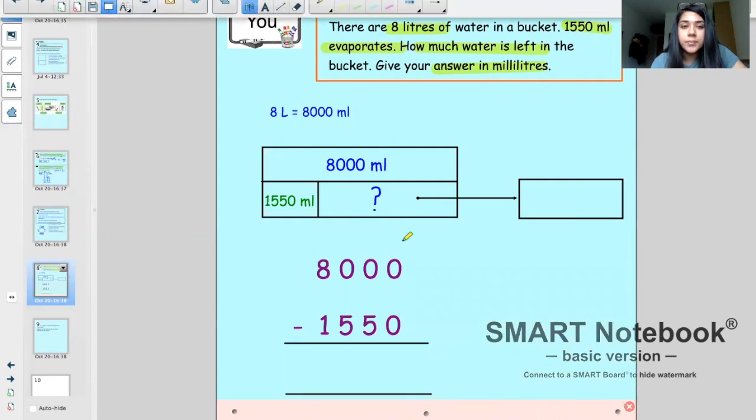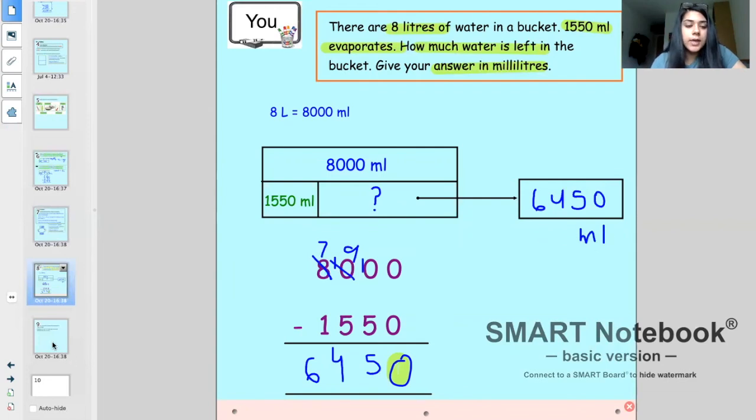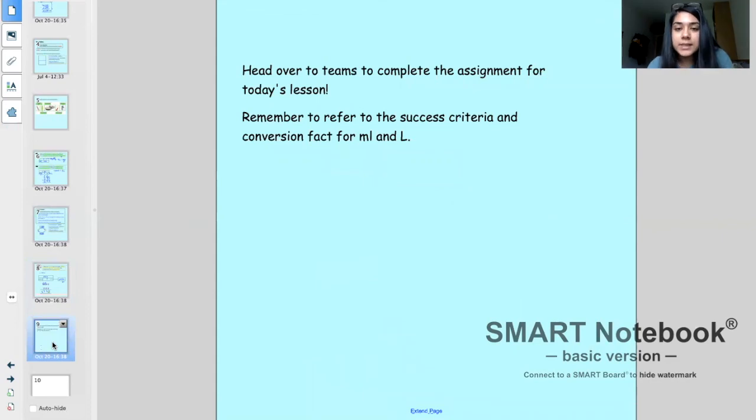Because it's asking how much is left, you should have done 8,000 take away 1,550. When you do that, you should have got 0 take away 0 is 0. 0 take away 5 you can't do. So if we regroup with 8, you've got 7 there, 10, 9, 10 again. So 10 take away 5 gives you 5, 9 take away 5 gives you 4, and 7 take away 1 gives you 6. So you should have got 6,450. What am I forgetting? Milliliters. Good, well done.